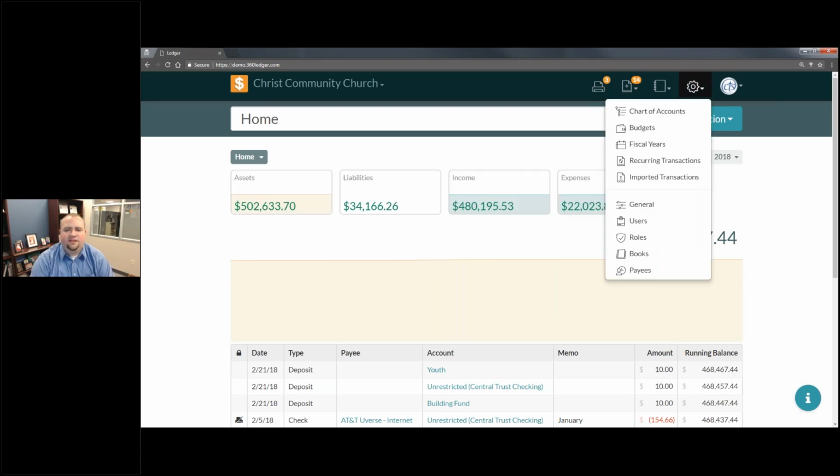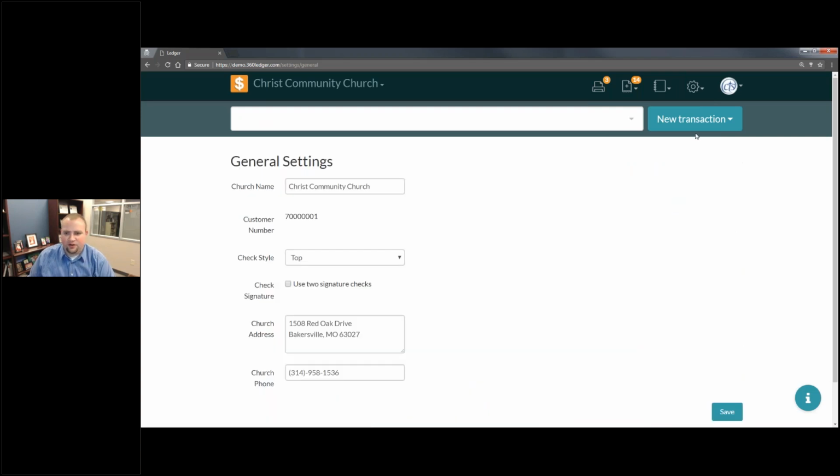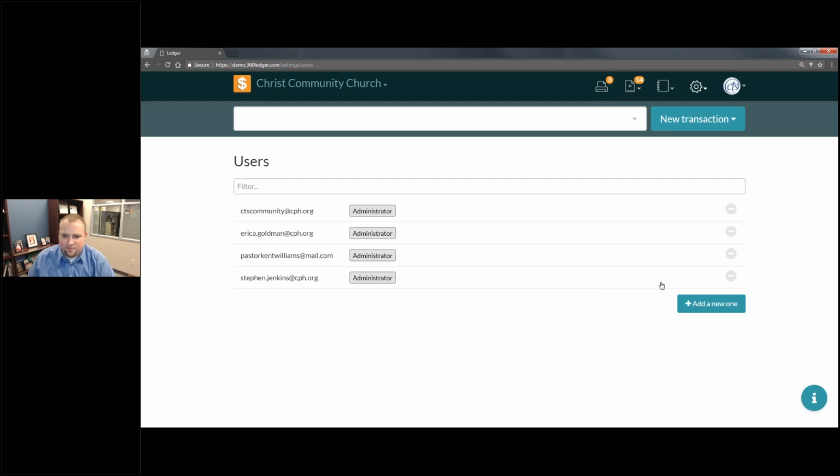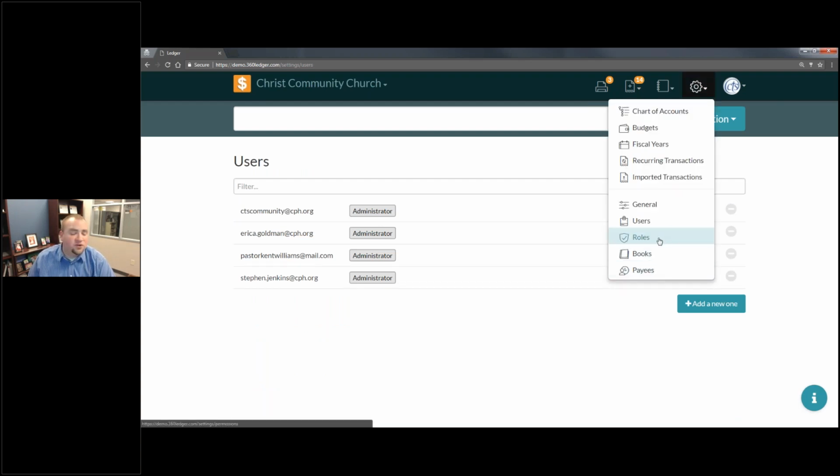Let's jump over here to settings. I'll just show this cog here before we go too far. So the top half, everything above the line, are things that would be unique to your set of books. And we'll talk about books in just a second. Whereas everything below the line is unique to your account. So your general settings tell everything about your account. Your users are all the users who log into your account. Your roles are the permission levels that those users have. Your books are what we'll get into next, and payees are people that you pay the bills.